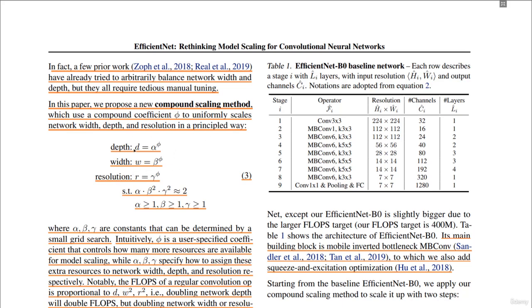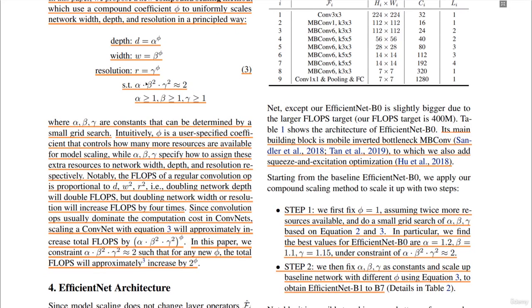So we define here the depth of the network, D, as alpha to the power of phi, width as beta to the power of phi, and the resolution as gamma to the power of phi. And all of this is done such that alpha times beta squared times gamma squared is approximately equal to 2. We have alpha greater than 1, beta greater than 1, and gamma greater than 1. Now the choice of us having a beta squared and not an alpha squared is simply because this alpha is related to the depth, the beta to the width, and gamma to the resolution.